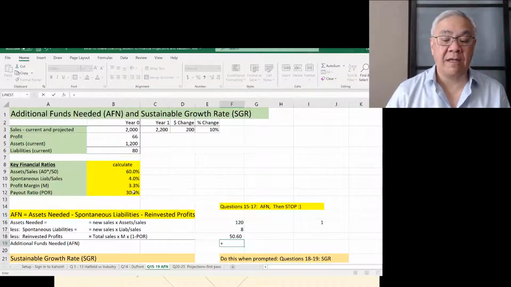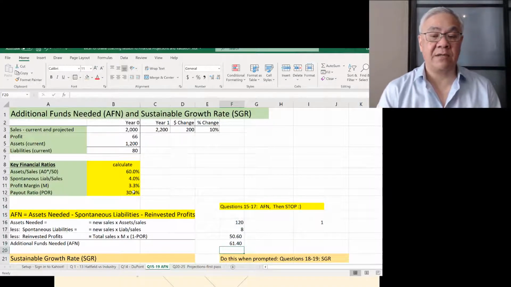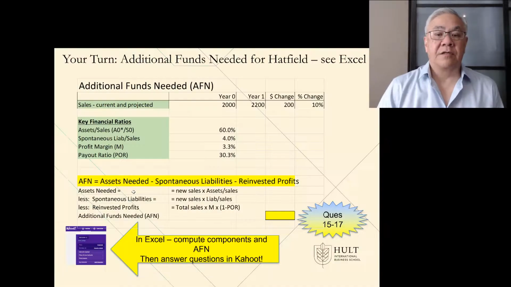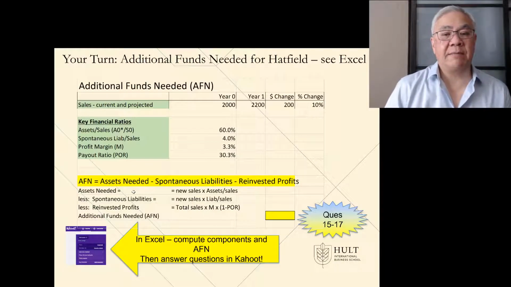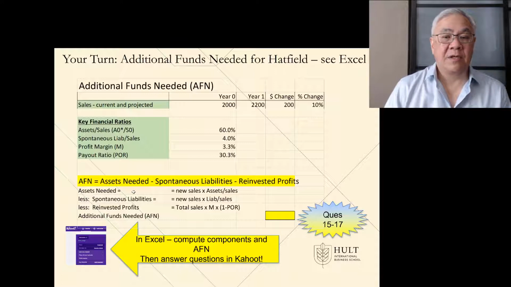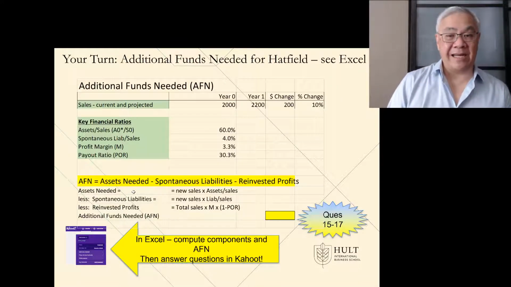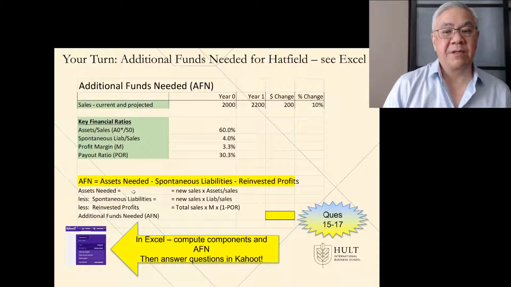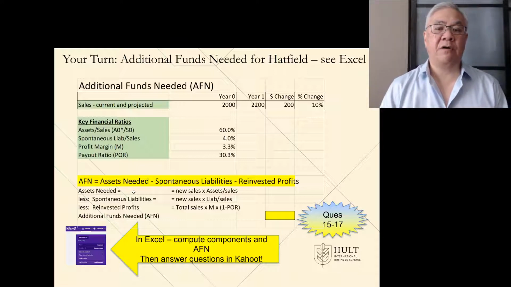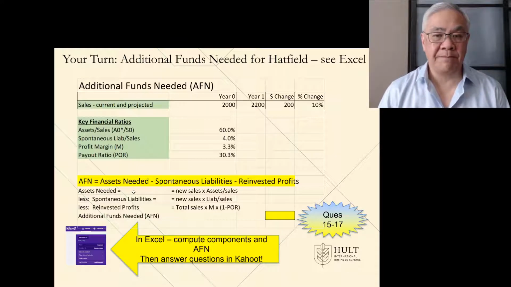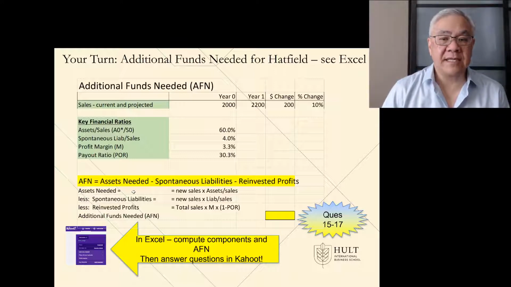And the amount of AFN, therefore, is the amount of assets we need minus the spontaneous liabilities minus the profits that we keep. And the answer is 61.4. So 61.4 represents the amount of capital that we need, which is not good news because by needing it, that means we don't have it. This would lead to the position where the CFO of Hatfield needs to find that money, whether that is from borrowing money or from selling stock or from altering some of the assumptions in this estimate.